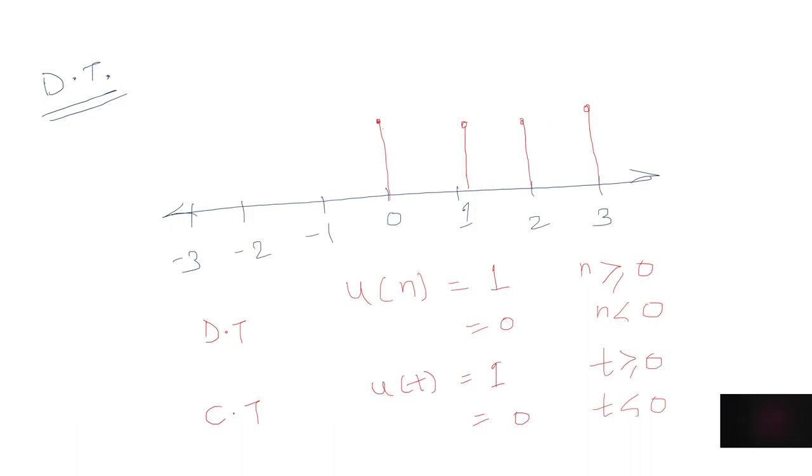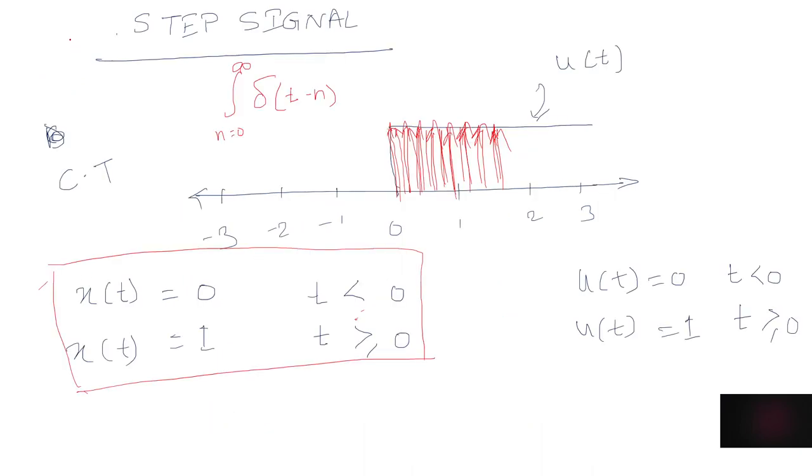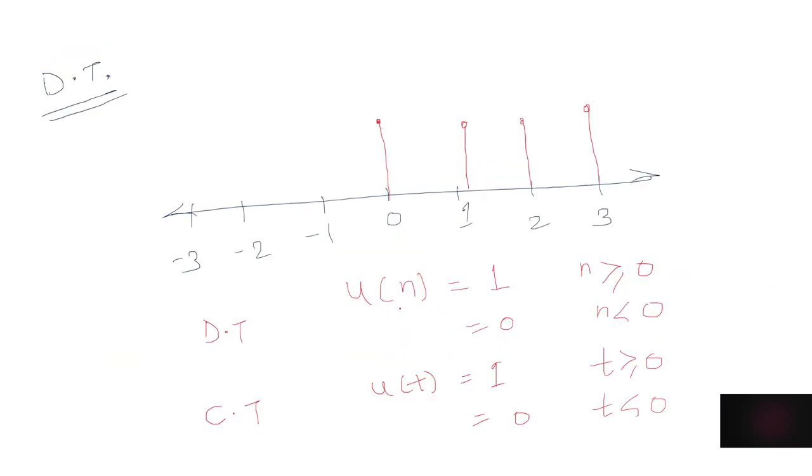Similar thing we saw for discrete time. We represent the unit step response as u of something. Why do we call this a unit step response? Because the amplitude is 1. So for discrete, it will be 1 for n greater than or equal to 0, and 0 for n less than 0. And for continuous, you write u of t is equal to 1 for t greater than or equal to 0, and u of t is equal to 0 for t less than 0.